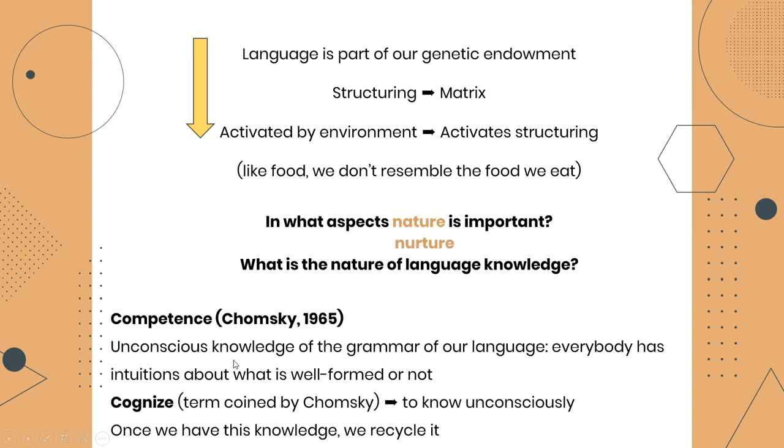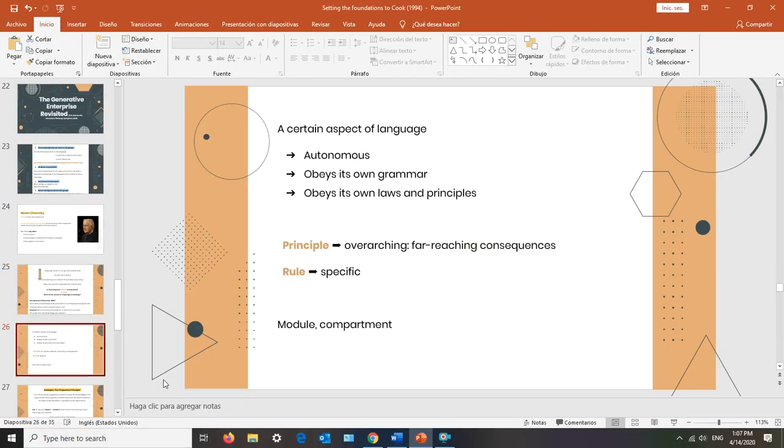Competence, unconscious knowledge of the grammar of our language. Everybody has intuitions about what is well formed or not. To cognize is a term coined by Chomsky, to know unconsciously whether something is well formed or not. And once we have this knowledge, we recycle it. We apply it whenever we need to apply it and decide that a sentence is part of Spanish or not. Spanish or any language for that matter.